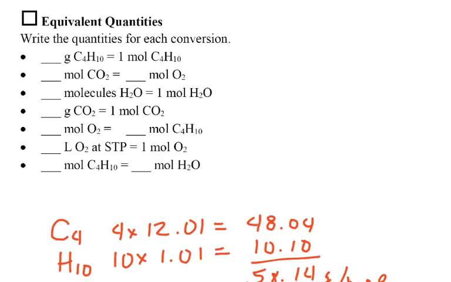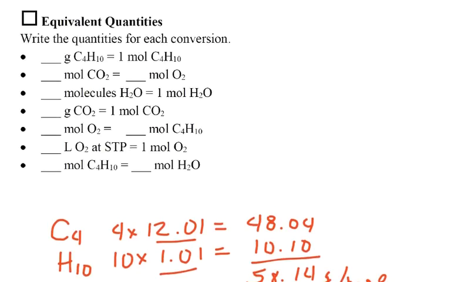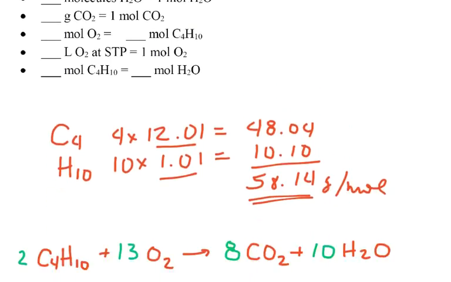Second little section here, we want to say, well, we're going to get all these equivalent quantities. So the first one's C4H10. For C4H10, we have to go back and just figure out our molar mass. For 4 carbons, that's going to be 4 times 12.01, 48.04. For 10 hydrogens, I use 1.01, so 10 times that's 10.10. So my molar mass, 58.14 grams per mole. So my first answer here is 58.14 grams in 1 mole.